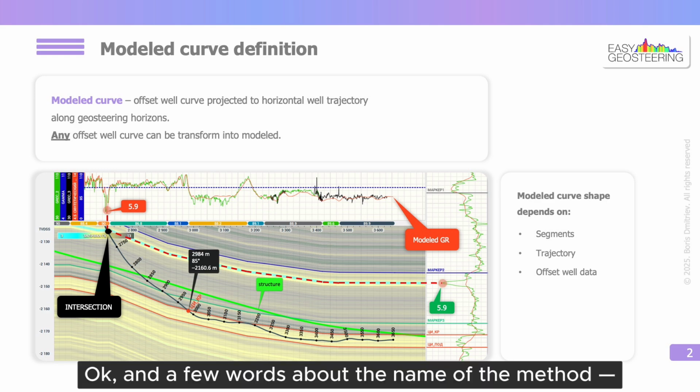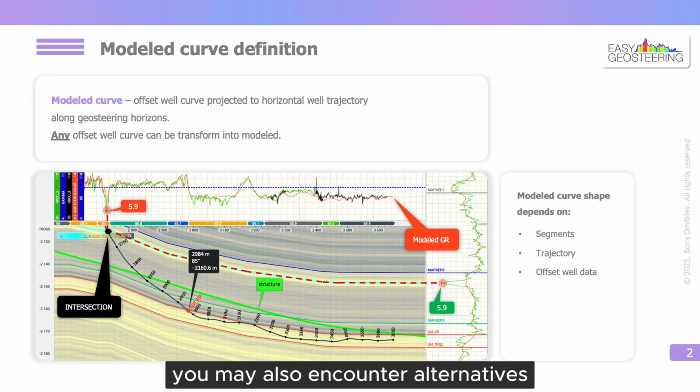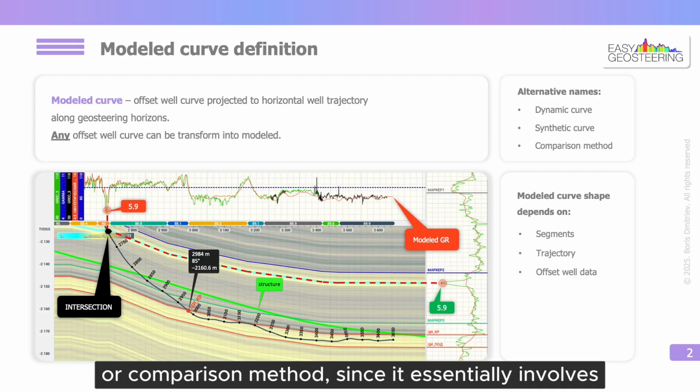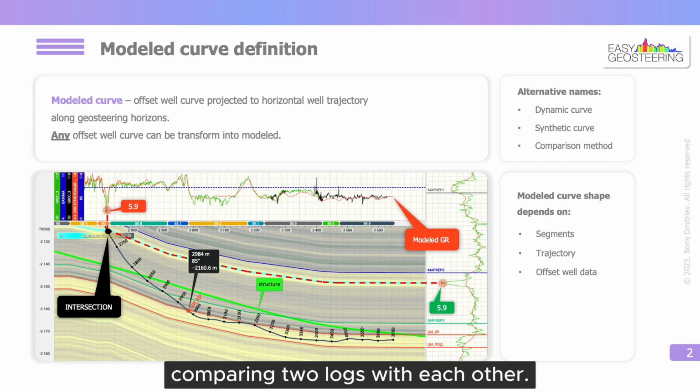Okay, and a few words about the name of the method. You may also encounter alternatives such as dynamic curve, synthetic curve, or comparison method, since it essentially involves comparing two logs with each other.